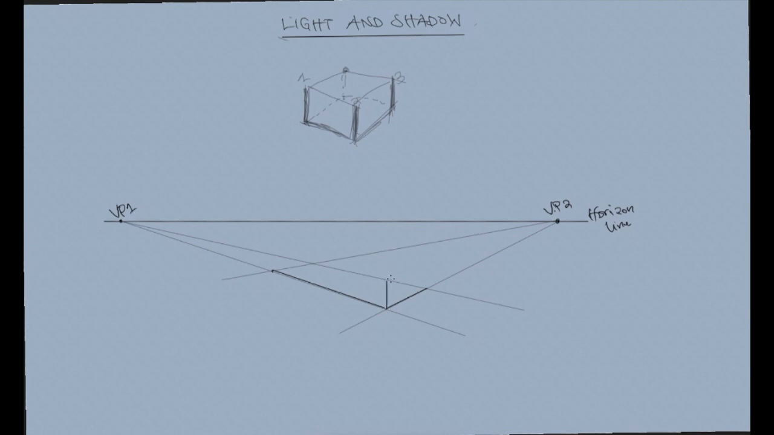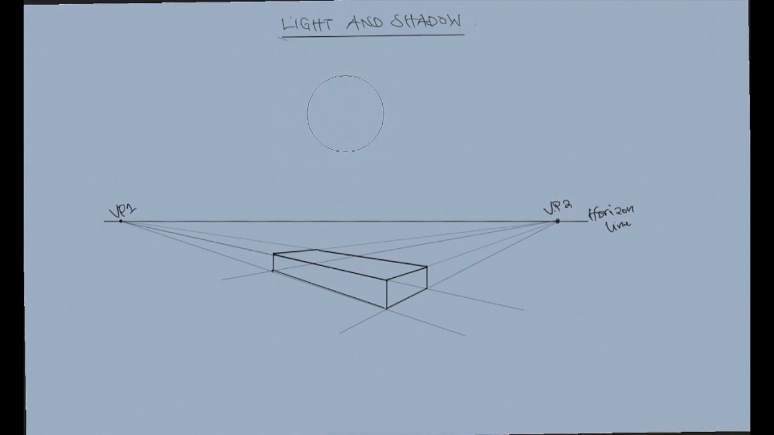Then what I'm gonna do next is connect this corner to each vanishing point. Then create vertical lines that start from the other end and touch our new lines. Then we're gonna connect the end of this corner as well with the vanishing points. So now we have our cuboid sitting on the ground.